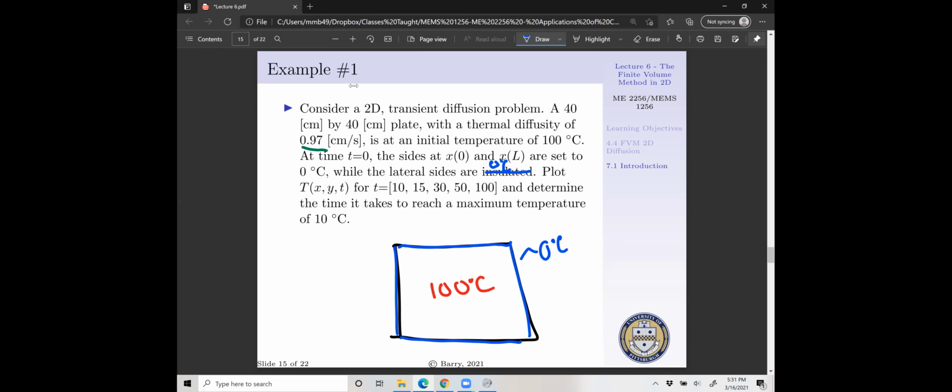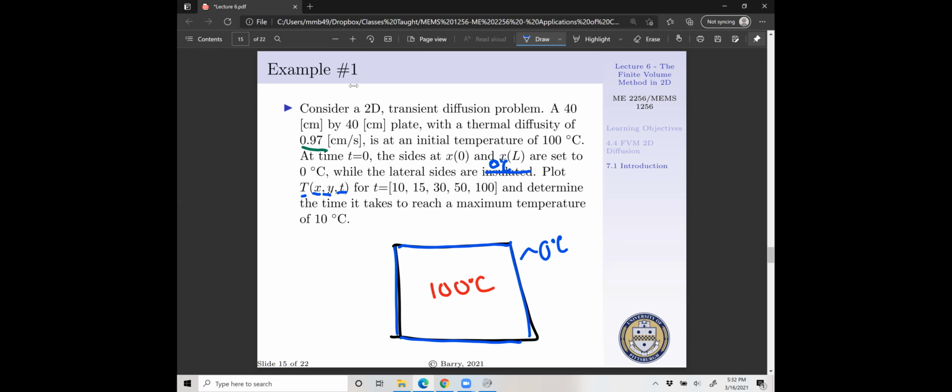and we're going to set this to 0 degrees centigrade as well. That's a really simple modification within our code. So let's put everything at 0 degrees centigrade. Now, what we want to do is look at the evolution of our temperature as a function of time. So our temperature is going to be a function of x, y, and t.